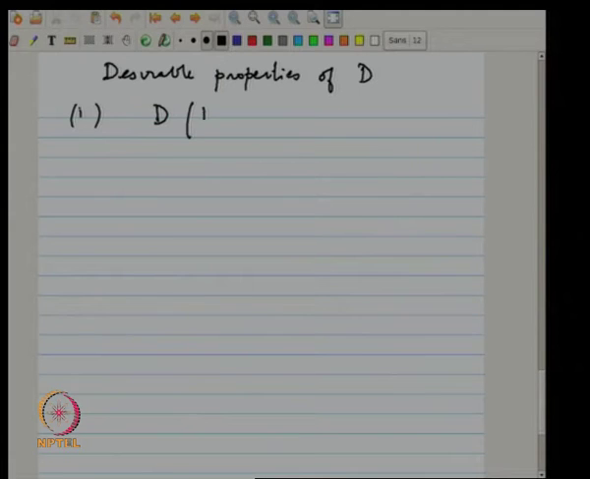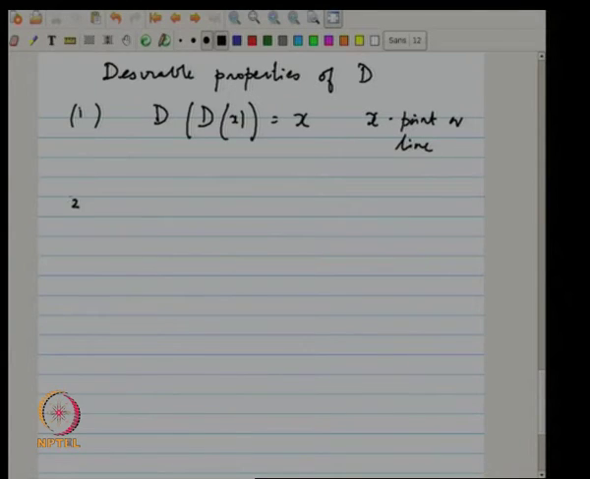So d of d of x equals x. X is either a point or a line. I want it to be self inverse. So if x is a point and I apply the dual transform, I get a line, and if I apply the dual transform to this line, I should get back the same point, and vice versa. If x is a line, applying the dual transform gives a point, and applying it again, I should get back the same line. So this is one property we would like to have.